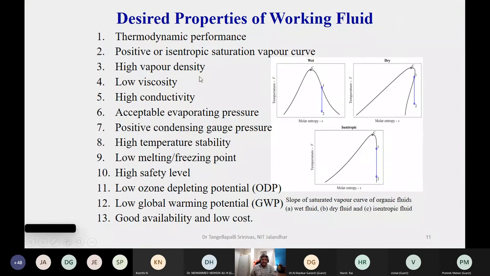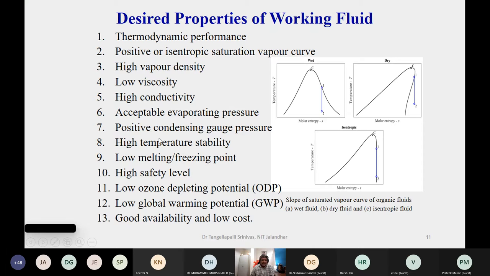The remaining properties: high density, low viscosity to minimize the friction, high conductivity to maximize the heat transfer, and acceptable evaporative pressure. Condensation pressure is above atmospheric conditions, so there is no need to maintain a vacuum. In the steam cycle, it's a vacuum, below atmospheric, that's why we maintain a vacuum pump. But in the ORC there is no such need, because in most organic Rankine cycles, including binary fluid systems, the condenser pressure is above atmospheric pressure.